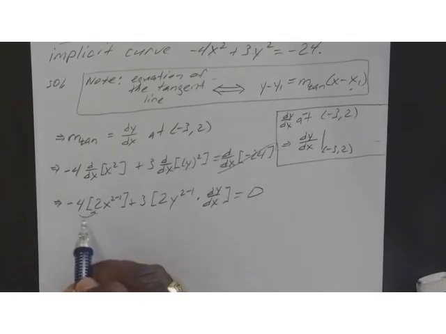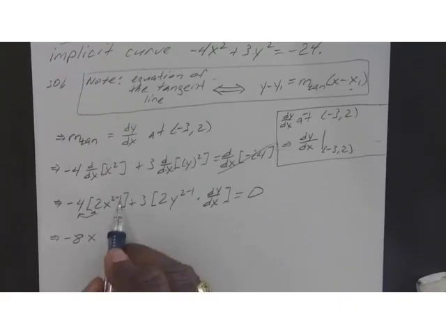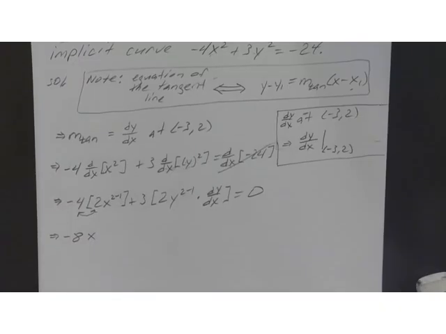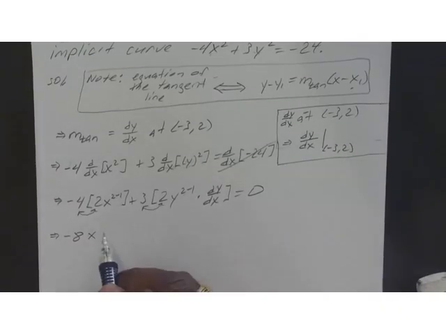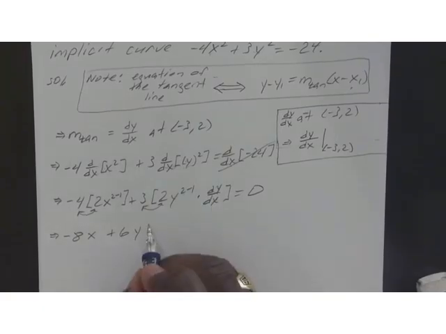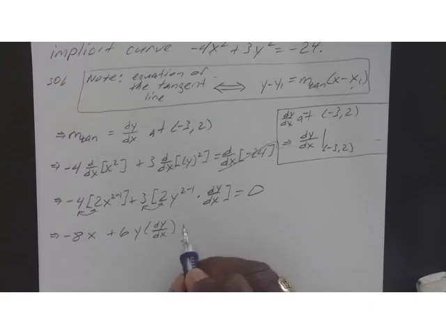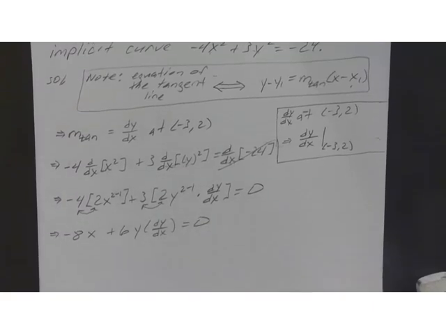So if we go ahead and multiply these two, that gives us -8 times x to the power of 2 minus 1, which is just x. And if we multiply these two, 3 times 2 gives us 6 times y to the power of 2 minus 1, which is just y, times dy dx is equal to 0.